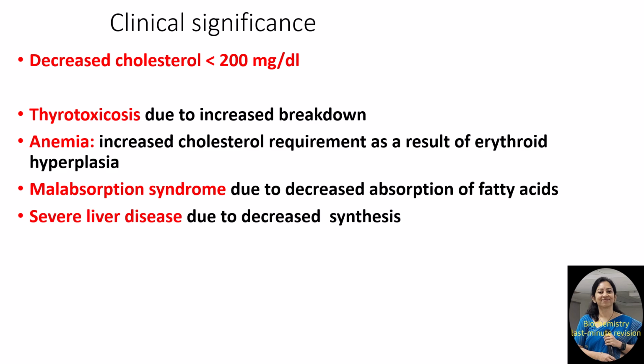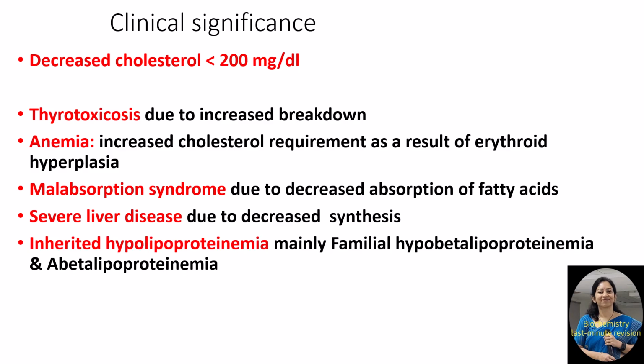Severe liver disease, what happens? The hepatocytes are damaged, so there is reduced cholesterol synthesis. Apart from that, these are all acquired causes. The inherited hypolipoproteinemias, mainly the familial hypobetalipoproteinemia and abetalipoproteinemia, where the lipoproteins are decreased, so the cholesterol carrying capacity is also decreased, so there is a decrease.